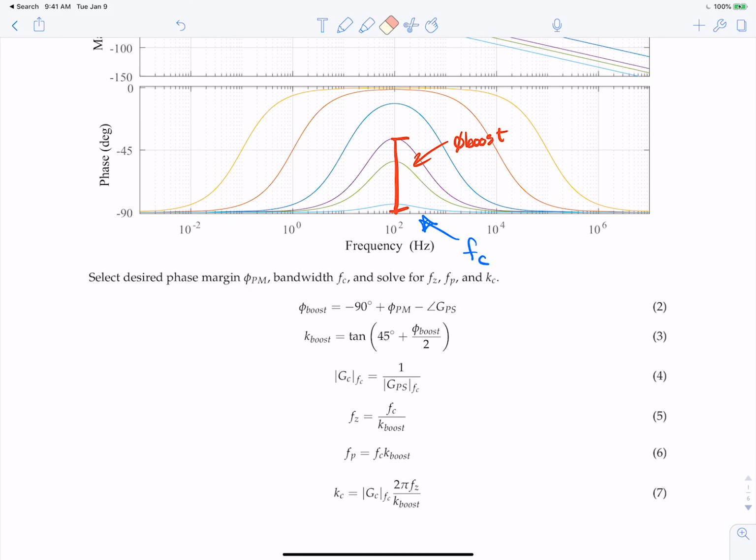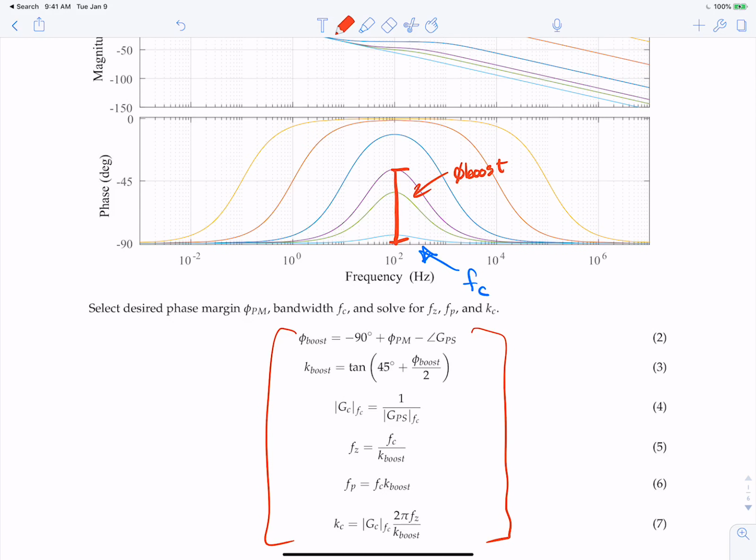Okay, so the equations that do this are outlined in equations 2 through 7. When you have a control system that you are trying to design for, you could determine how much phi boost you need by this equation. Let me work through this.